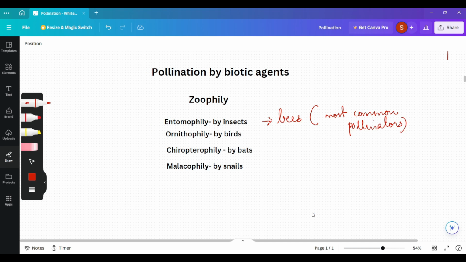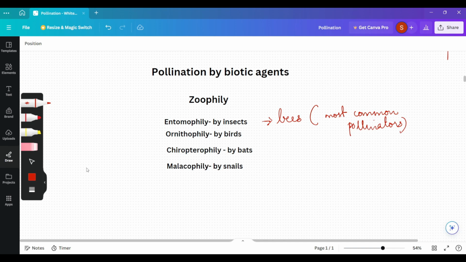Other than this, even larger animals like rodents, some kinds of reptiles, and even lemurs are also found carrying out pollination. Animal pollinated flowers are mostly species specific. That is, those flowers have special characteristics which support these animals in pollinating them. For example, most insect pollinated flowers are large, colorful, with fragrance, and also rich in nectar.